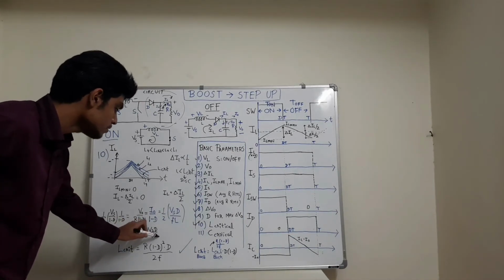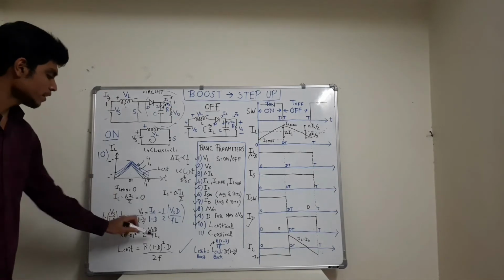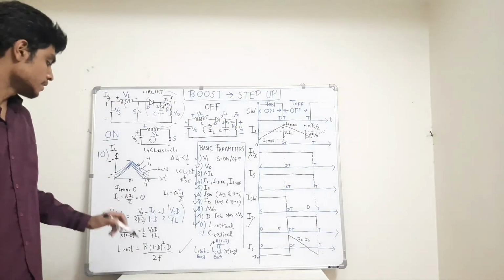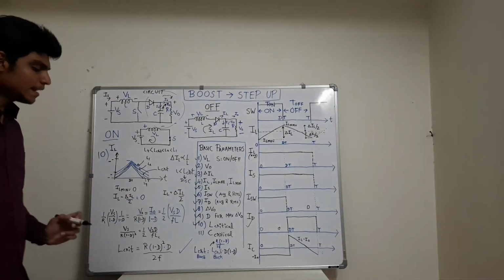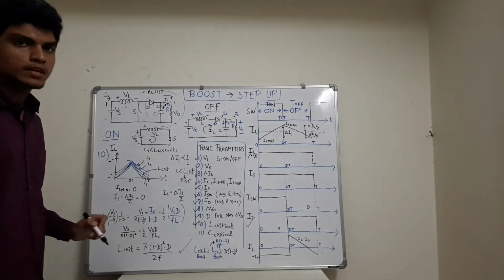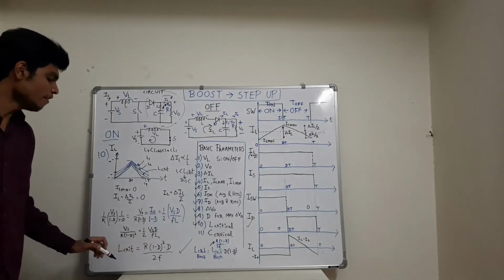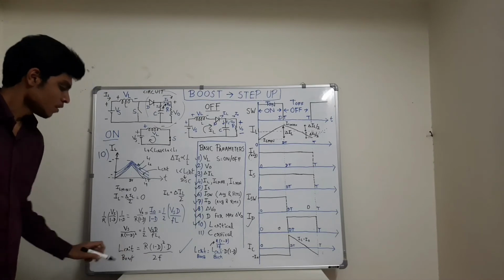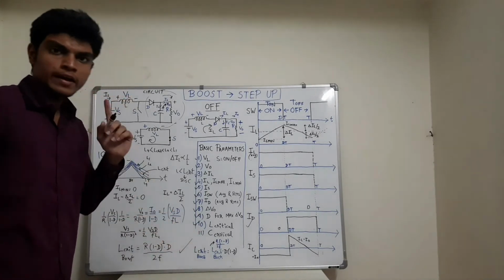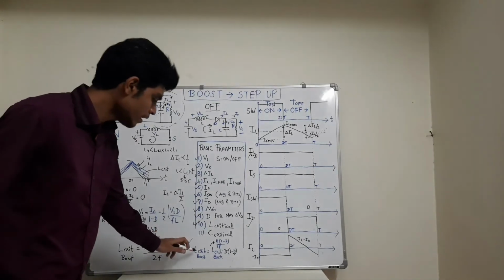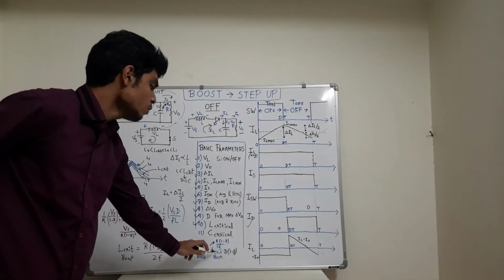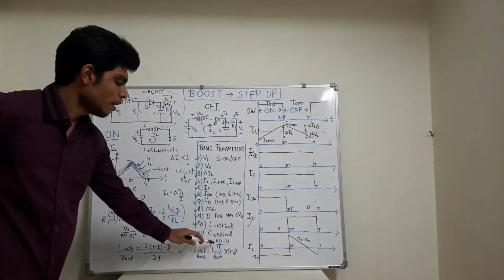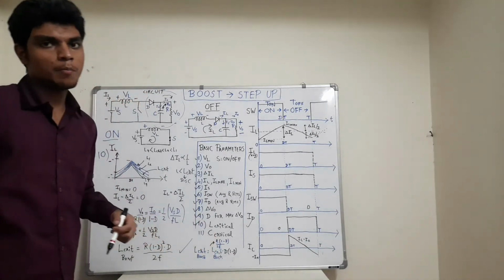In this case it is LC, because it is the case for IL min equals to 0. So L in this case will be LC. So L critical, or LC, is equal to R into (1 minus D) whole square into D upon 2F for the boost converter. Now, if we compare it with the one derived for the buck converter, L crit boost is equal to L crit buck into D into (1 minus D), because for buck it was R into (1 minus D) upon 2F.